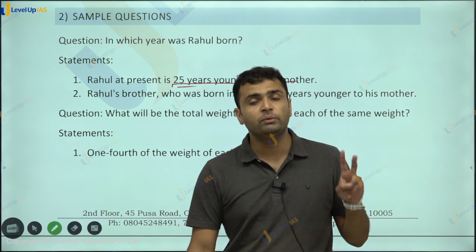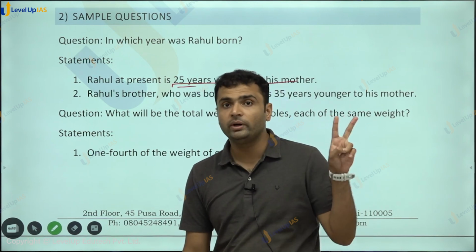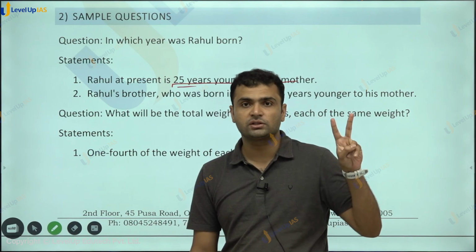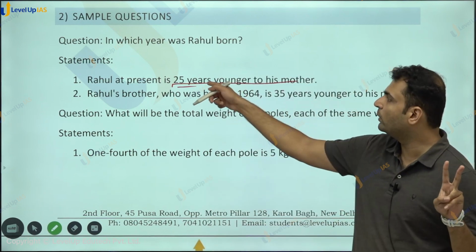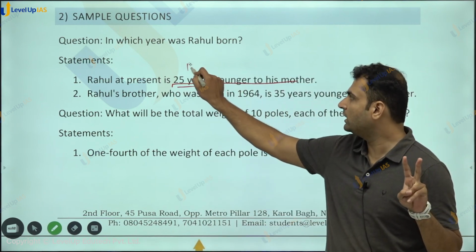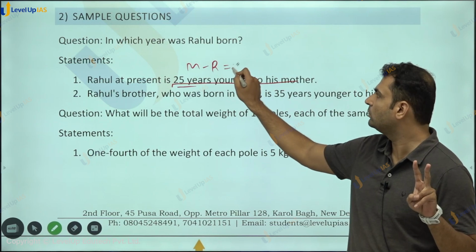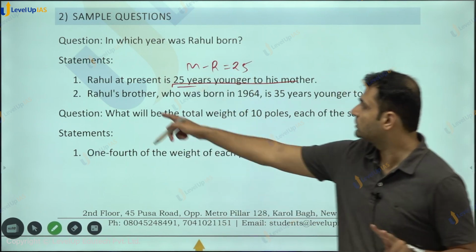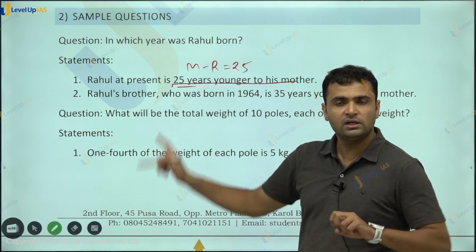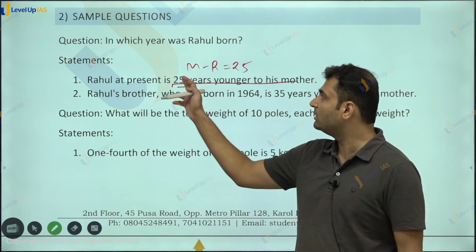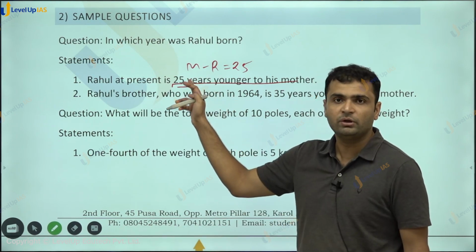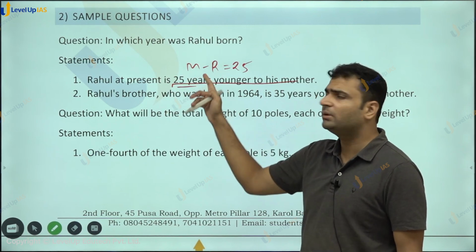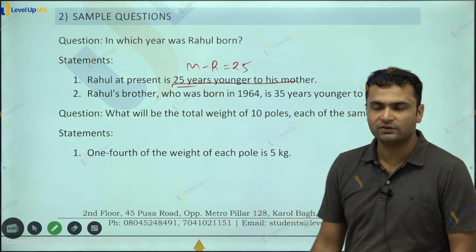So there are two people involved, Rahul and his mother. So two variables, Rahul's age or birth year and mother's. This will give you one equation, that mother minus Rahul is equal to 25. Difference between their ages is 25. Now one statement alone is definitely not enough, because two variables, Rahul and mother, are there. Question and first statement if you consider, two variables but only one equation, so that is not sufficient.